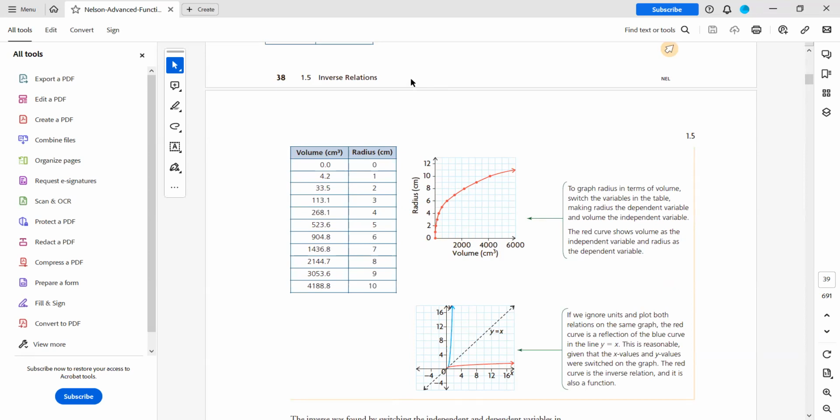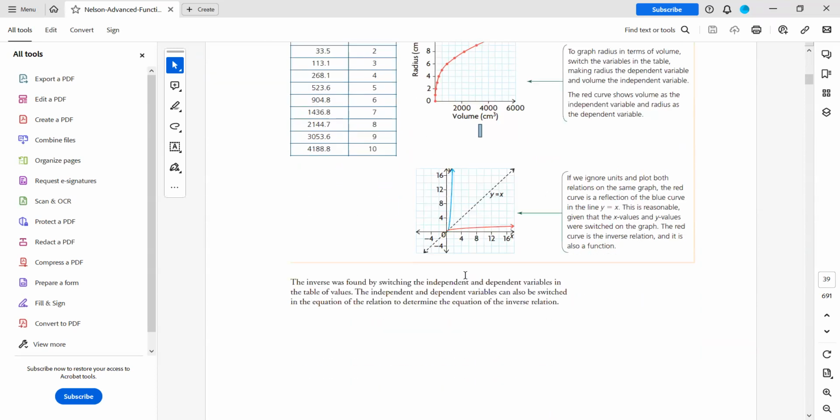Guys, please join work with me together. So, Safa, you don't understand what inverse functions are, right? Okay.